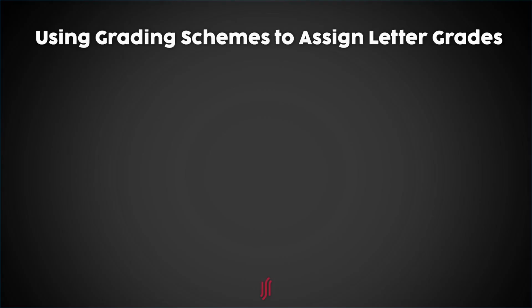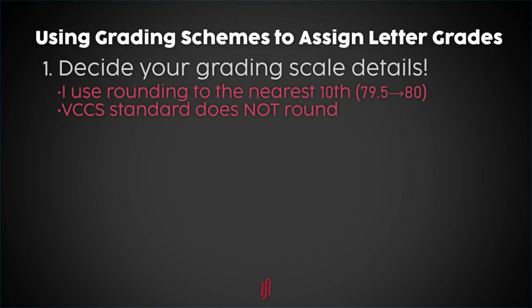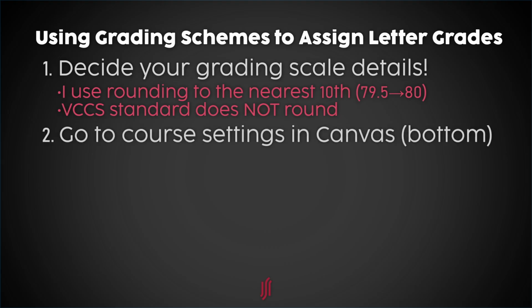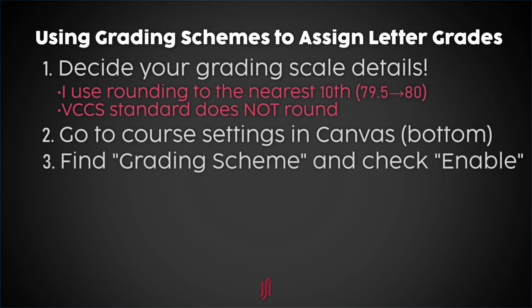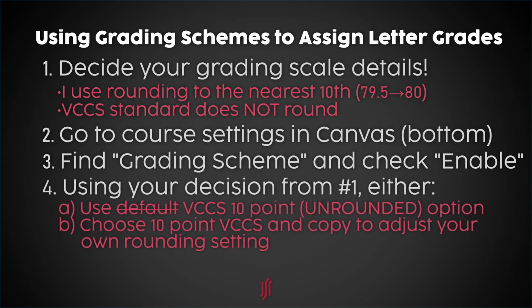So once again, let's go ahead and recap those steps. If we start off, decide what your grading scale is going to be. Are you going to round or not? VCCS standard 10-point scale does not round. You're going to go to your course settings in Canvas. That's at the bottom. You're going to find that grading scheme and check enable. Once you've done that, use your decision from step 1 of which one you want.